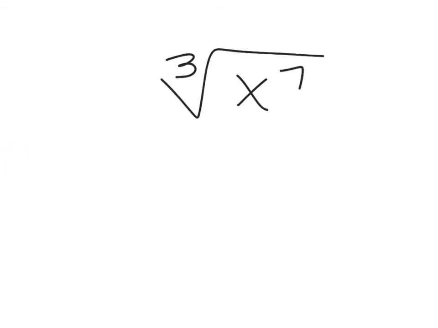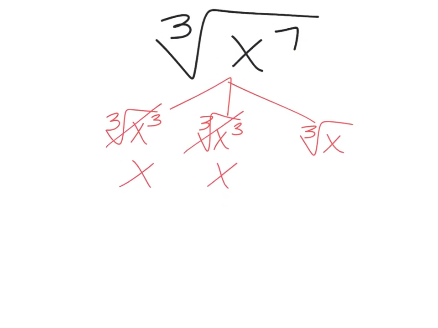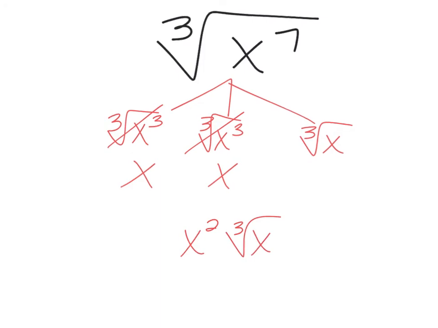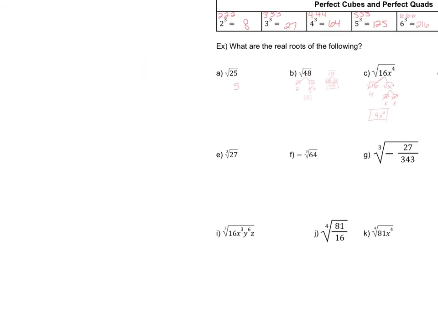One more of these. x to the seventh is actually going to break up into 3 things. So it'll be the cube root of x to the third, the cube root of x to the third. There's 6 of them, and I need one more left over to make the 7th. So this is x, this is x. Put it all together. This would be x squared cube root of x. Okay, let's do some more practice. And I know this stuff is weird, you just have to get used to it.